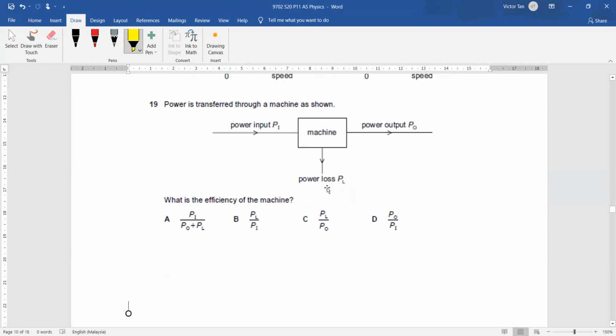Power is transferred through a machine as shown. What's the efficiency? Following the formula, it is output over input. P over P over D. Okay.